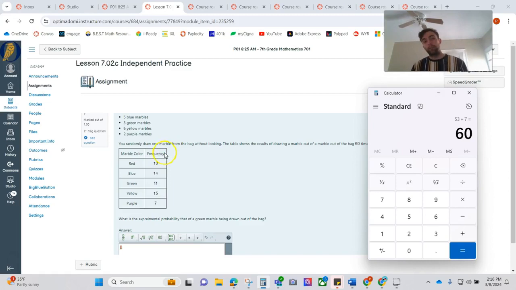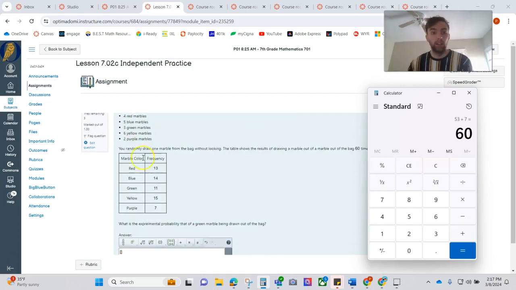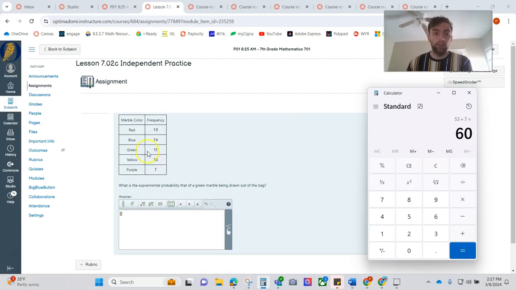After you do the experiment, that's where you look at experimental probability. What actually happened? Did it match the theoretical? Did it match your chance? Because theoretically, we would have a 3 out of 20 chance. That's 15%. But let's see what actually happened with our experiment.